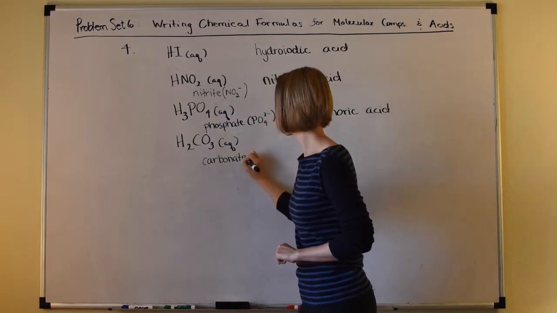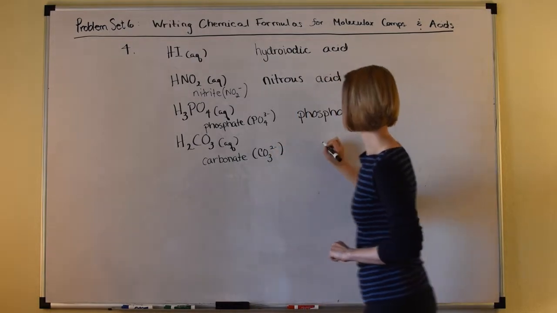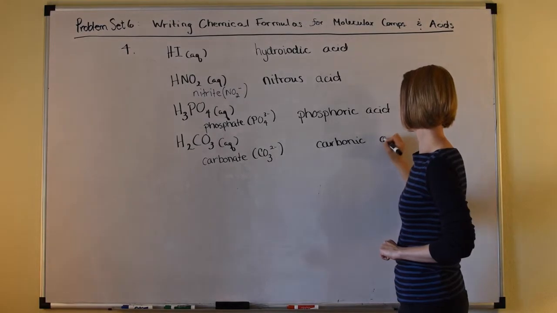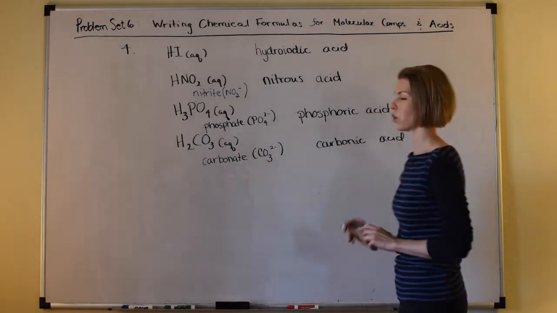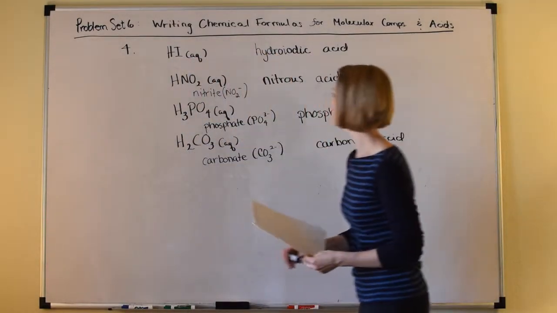Okay. Last but not least here, we've got an oxyacid with carbonate as a polyatomic ion. So CO3 with a 2 minus charge. With the ate ending, we get the ic ending, so carbonic acid. Okay, let's erase all of this and go on to number 5.